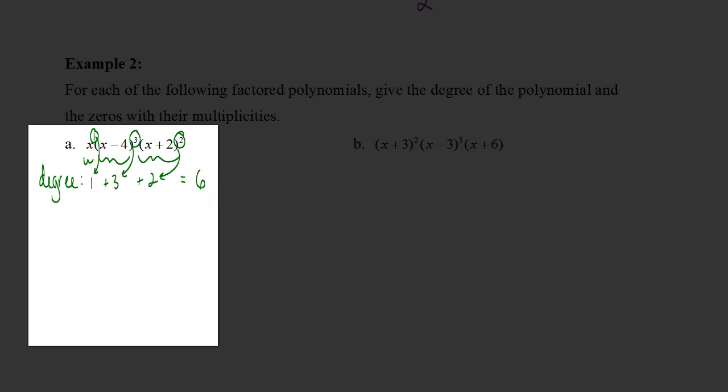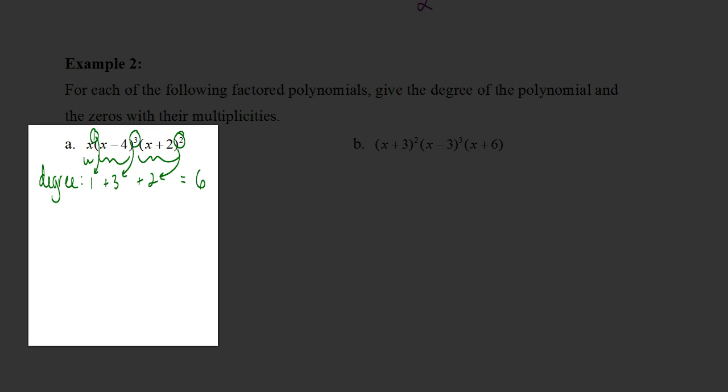Now remember, we only get degrees from the variables with their exponents. So if there was no x in front of the parentheses, but just a number like 8, you don't get a degree from just a plain old constant. So we would not get a degree from just a number in front of the parentheses. You want to be careful with that. But since this is a variable, an x, it does have an exponent of 1, so the degree of that first factor would just be 1. So the total degree of this polynomial is 6.